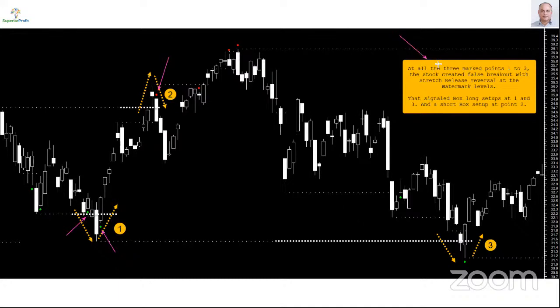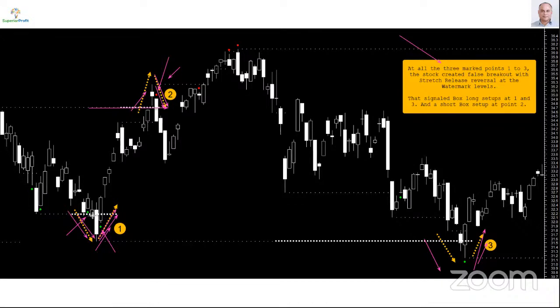At all the 3 points marked 1, 2, and 3, the stock created false breakout with stretch release. False downside breakout, false downside breakout, false upside breakout. What is a false breakout? It went above the pivot level, luring breakout traders in, only to reverse immediately. That's a false breakout.